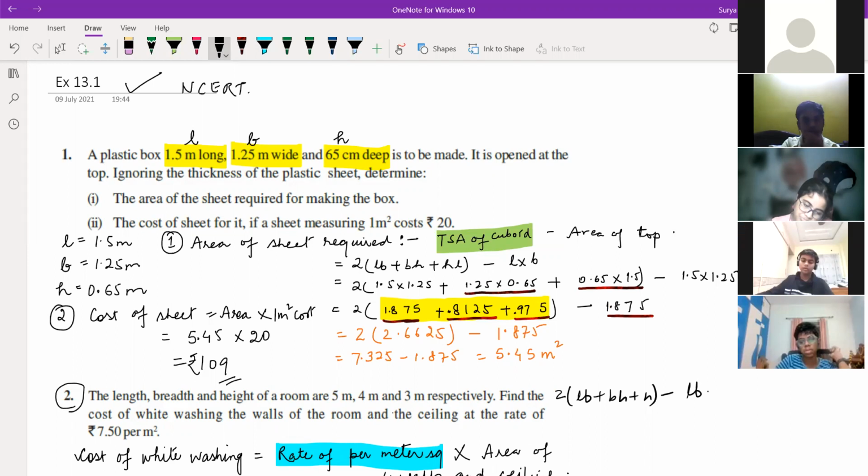Sir, can we first find the area of the 4 walls and then the ceiling and add them both? Yeah, that also you can do. Same answer we get. Yes, sir, I did that one. Or you can do 2H into (L plus B) plus LB. Any formula you can use here.